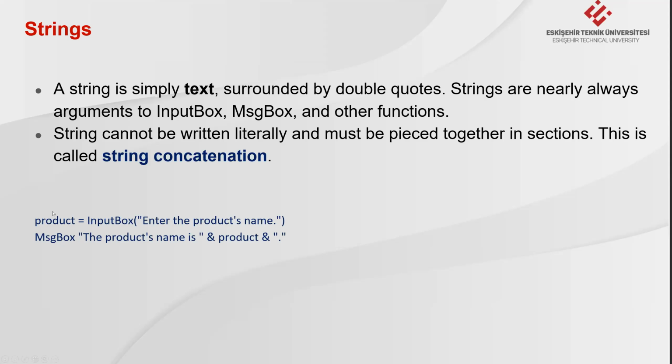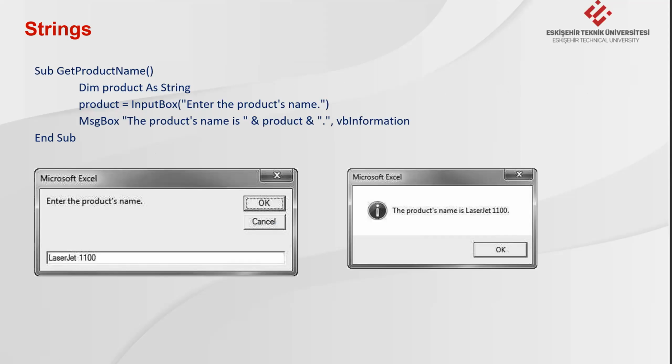For example, you say the product's name is, using double quotes here, and then you use the and operator to concatenate them together. Then your message will be correct, showing what your user enters on the screen.